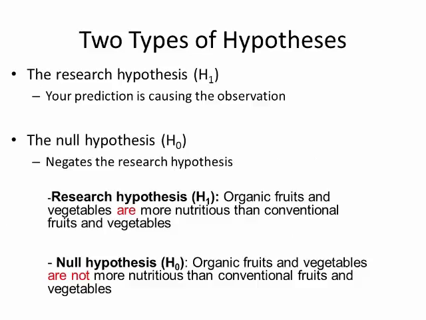There are two types of hypotheses, the research hypothesis, which is denoted H1, and the null hypothesis, which is denoted H0. The research hypothesis is a prediction causing an observation. The null hypothesis negates the research hypothesis.